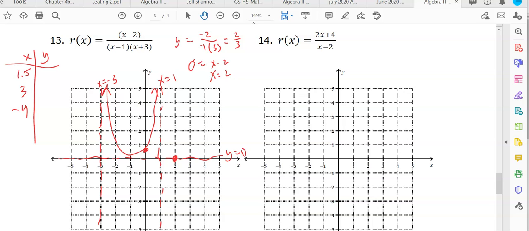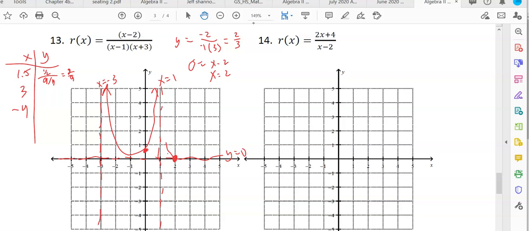So 1.5, and all I care about is whether these are positive or negative, really, but it'd be -0.5 over, let's see, 0.5 times 4.5, half of 4.5 is 2.25. So it's 1/2 divided by 2.25, which is 9/4, which is 2/9. It's definitely positive. So somewhere up here.